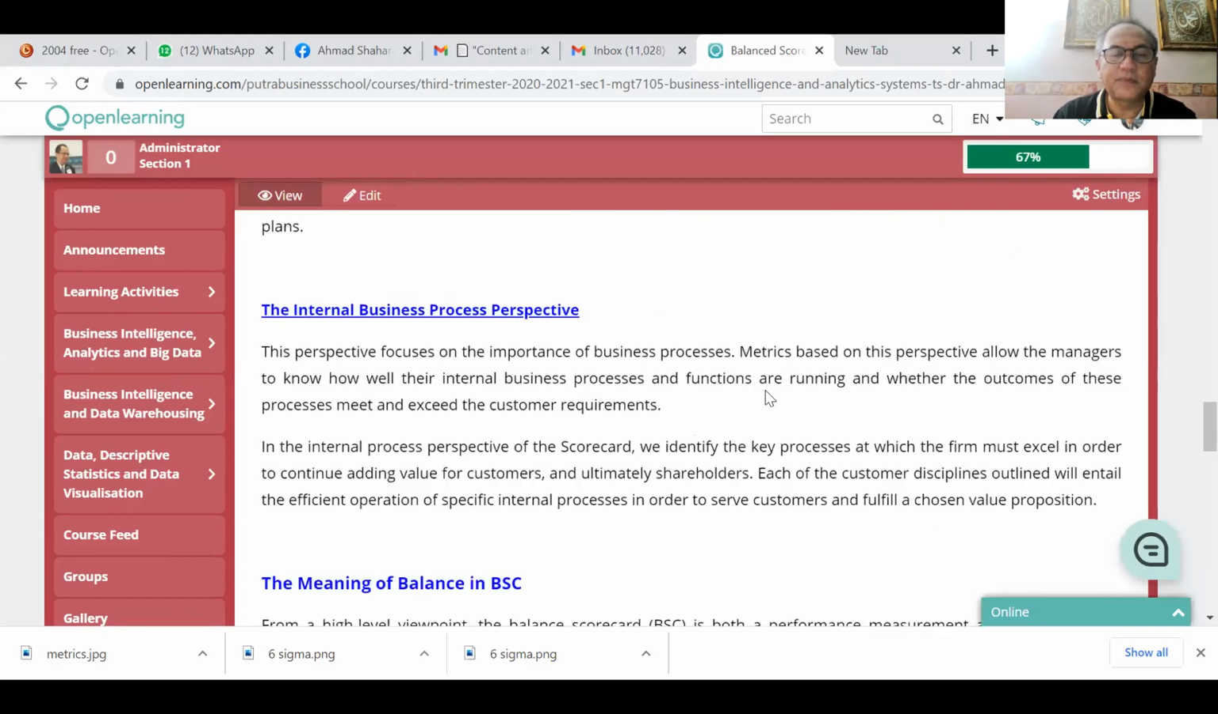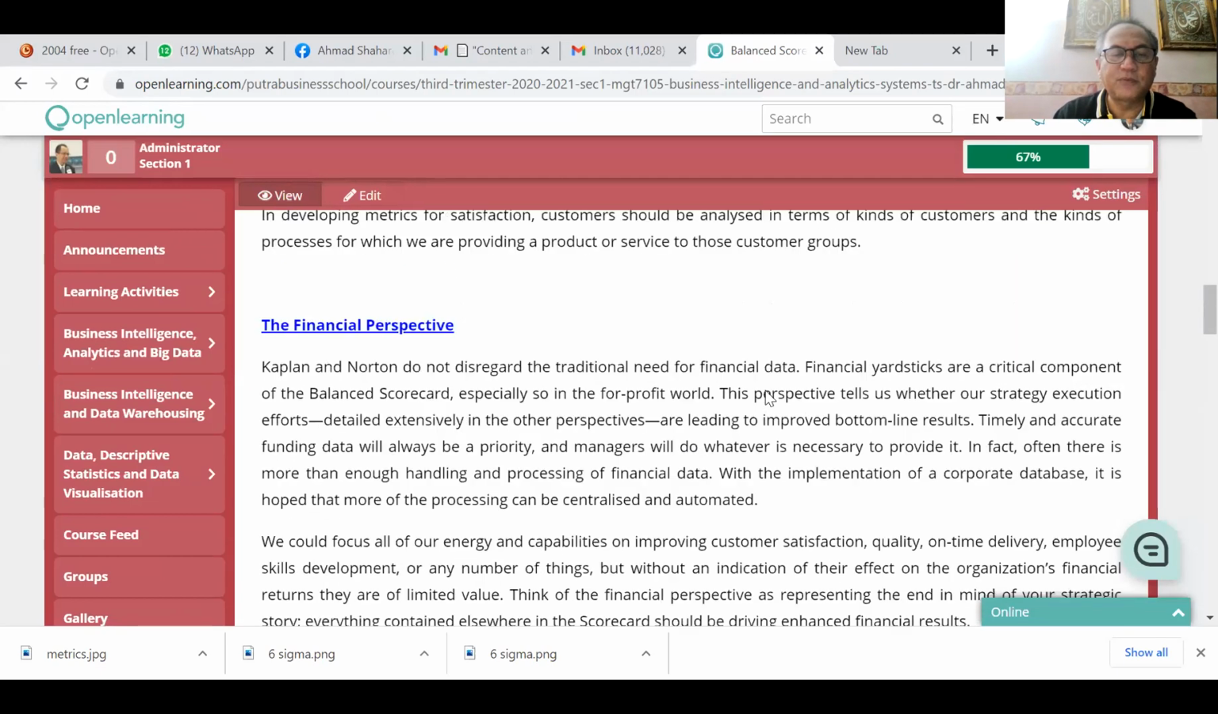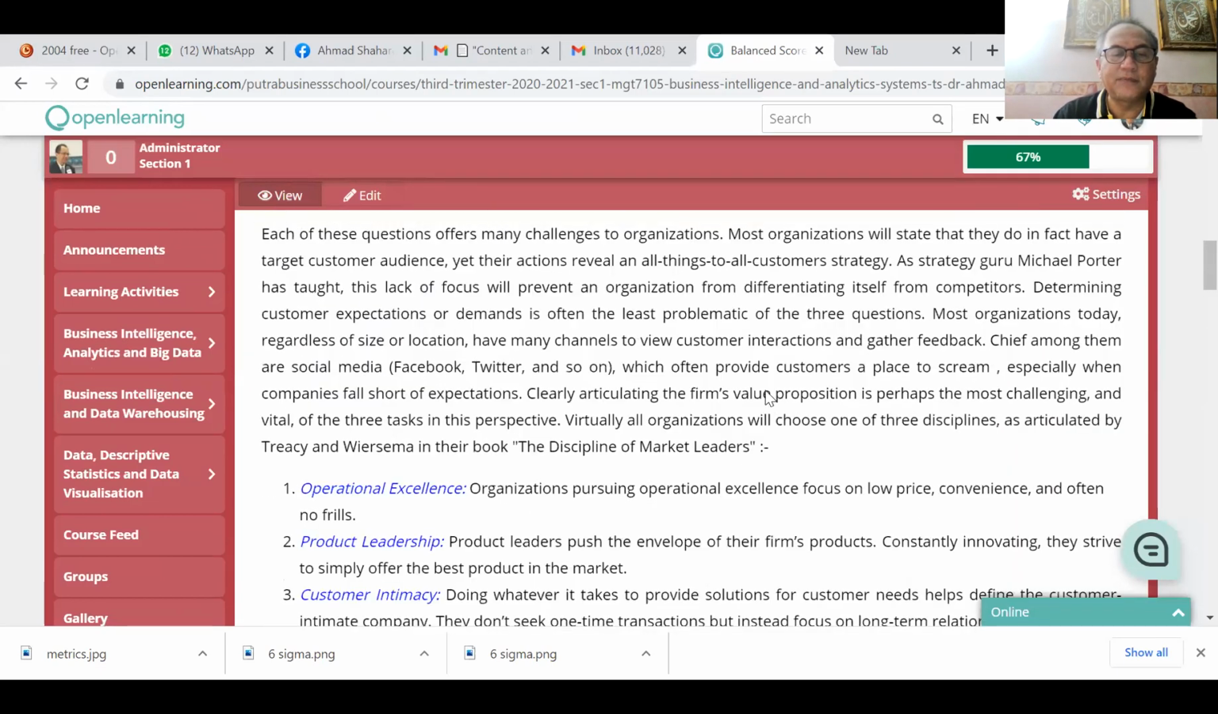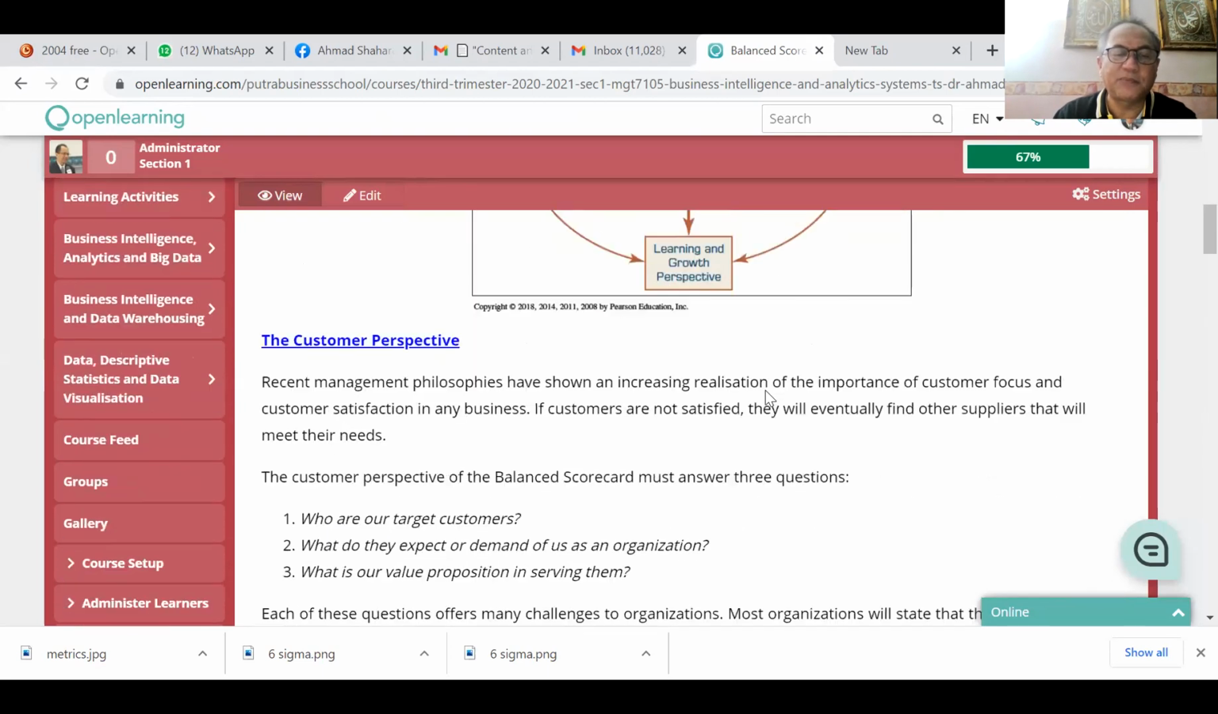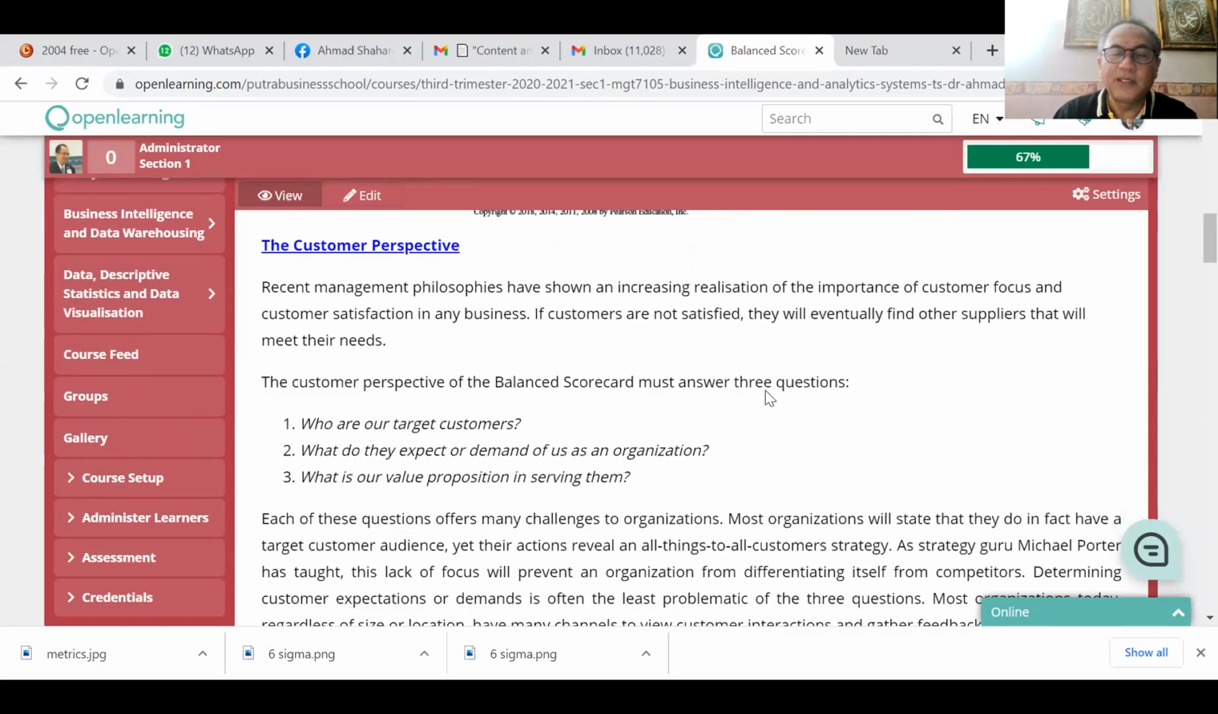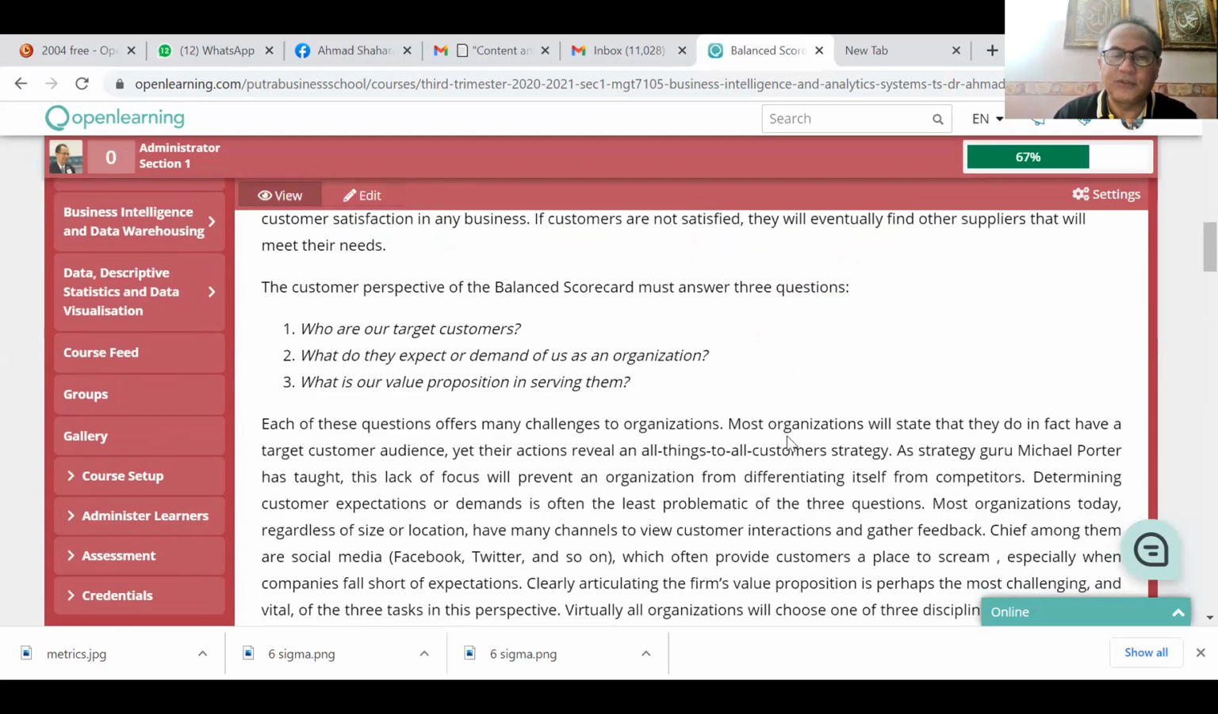So the first one is the financial perspective. Oh no, this is the customer perspective. I put here customer perspective. The customer perspective must answer three questions. Who are our target customers? What do they expect or demand of us as an organization? What is our value proposition in serving them? So these are the questions that you need to answer pertaining to your customer perspective.